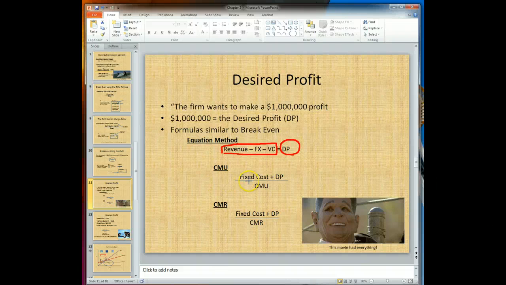Okay, down here, the contribution margin per unit method. Remember we had fixed cost over CMU to break even. Actually, let's go down to the ratio. Fixed cost plus desired profit over CMU or CMR. All you do is you add desired profit to the numerator. So these problems are extremely easy, fast, dirty to do.